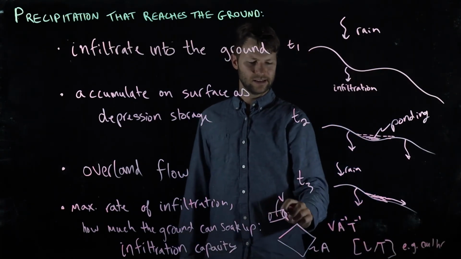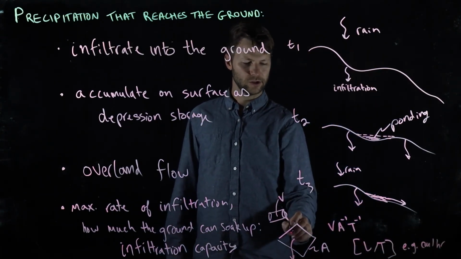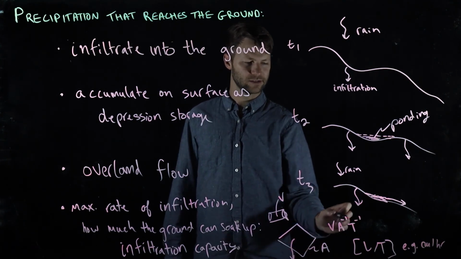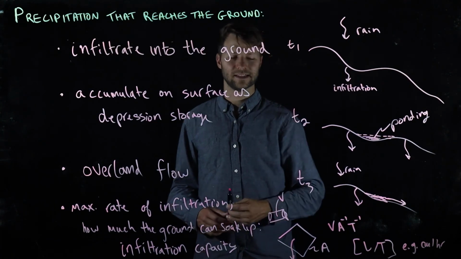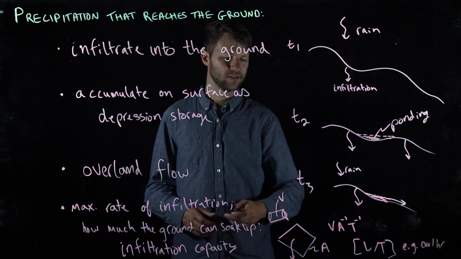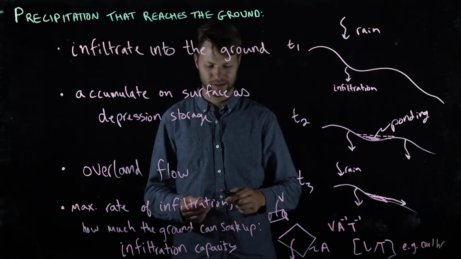I just want to stress that the infiltration rate, the volume of water per area of ground surface per time that the ground can soak up, it's not a fluid velocity. It's instead this flux that's passing across this particular boundary here.